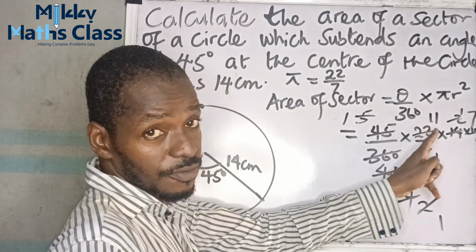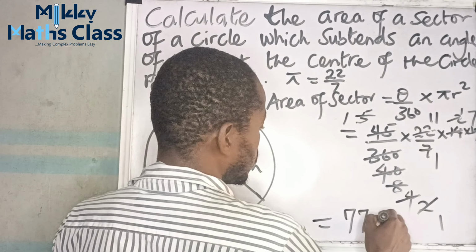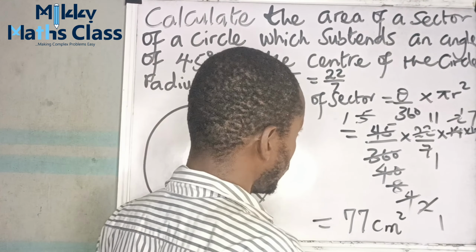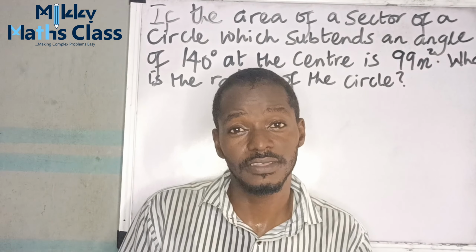So we are left with 11 times 7, which is equal to 77 centimeter square. So that's the area of the sector. All right, let's look at this next question.